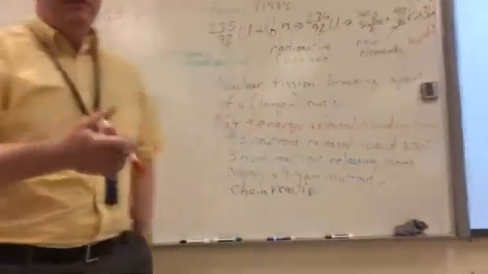So controlled is a nuclear reactor. Uncontrolled is a bomb.